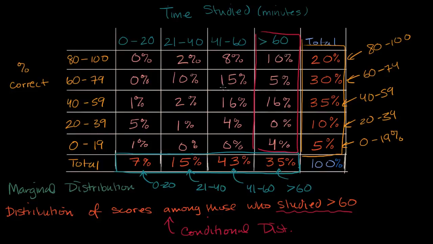We're trying to study how two variables relate to each other. If we care about just the distribution of one of the variables, for example, the time studied, we can sum up the columns here and we would get this marginal distribution. If we cared about the distribution of percent correct, we could sum up the rows and get that distribution. And if we wanted the distribution of one variable, in this case the distribution of scores, the distribution of percent correct, given a certain value, conditioned on a value of another variable, well, that's going to be a conditional distribution.